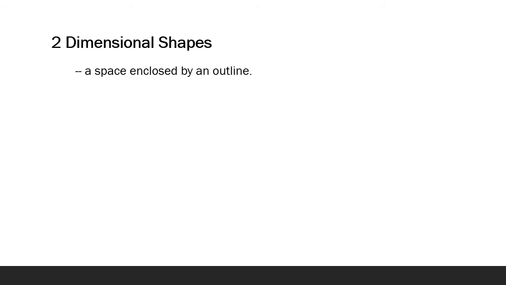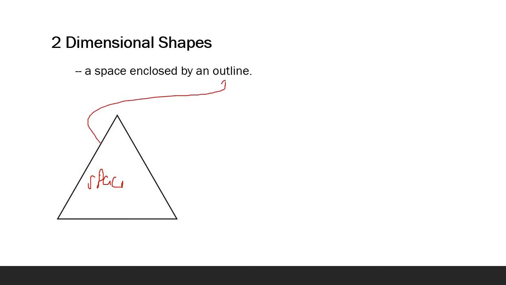So the previous pictures that I've shown you, representing the actual, the real, the physical objects, is what we call two-dimensional shapes. A two-dimensional shape is a space enclosed by an outline. As you can see, there's a space within the triangle. This is what we call the space. Okay, space. They are enclosed by what we call the outline. So this is the outline.